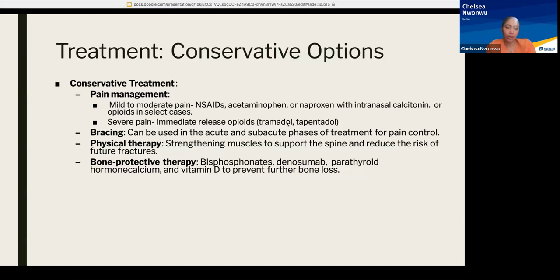And then for long-term treatment, treating the underlying cause of OVCFs, which is osteoporosis, those will include bisphosphonates, denosumab, parathyroid hormone, and vitamin D to prevent future bone loss.